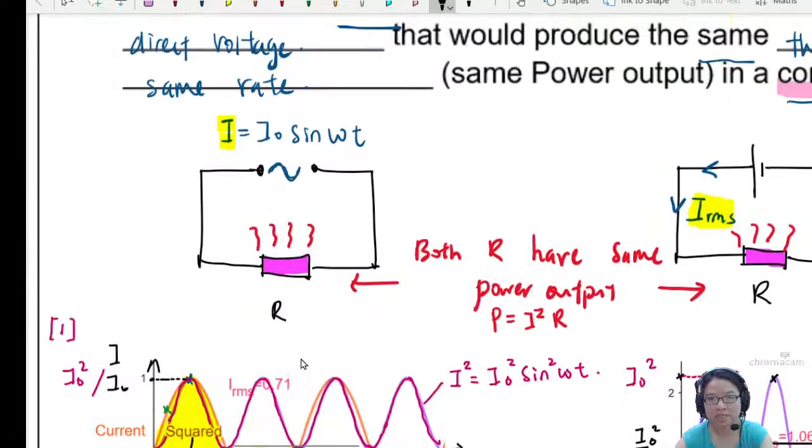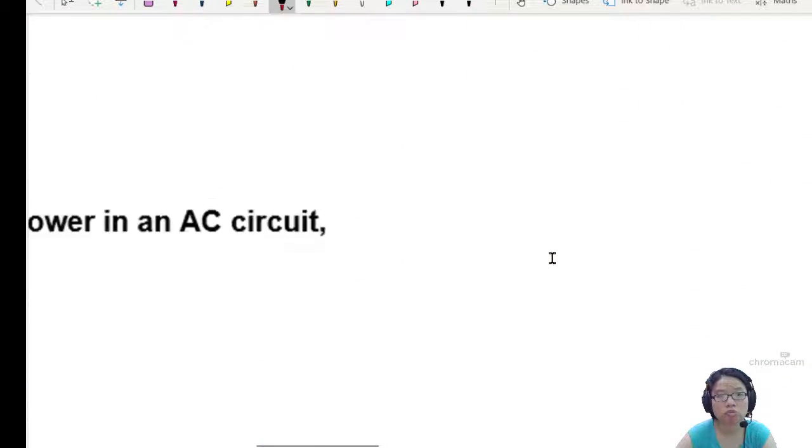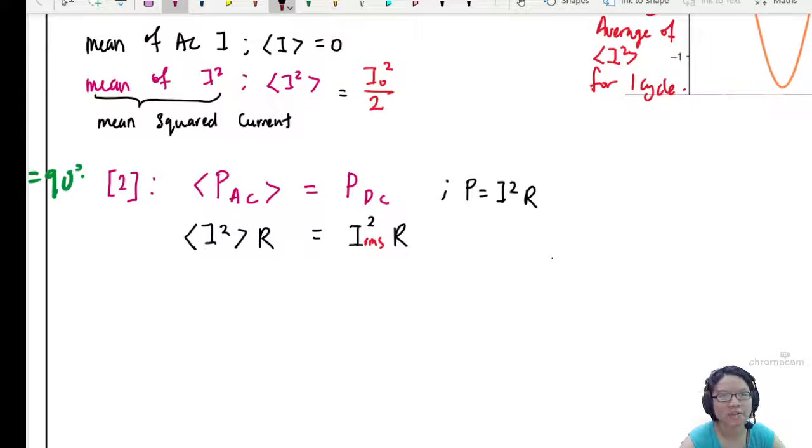But we look back at our circuit again. Our DC current is the I RMS. This I RMS is our DC current, so we put the I RMS here. Of course your R and R can cancel, because there's a common resistor. What we have left in our equation is the mean square current is equal to the root mean square current squared. So this I square can be written as I naught square.